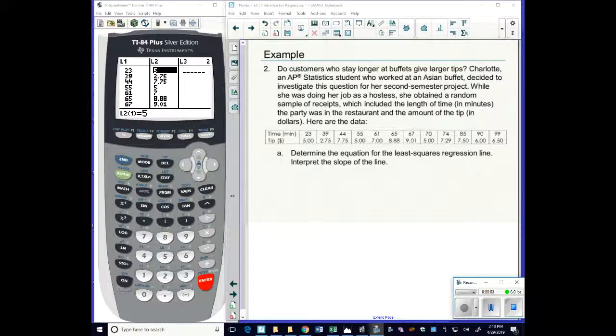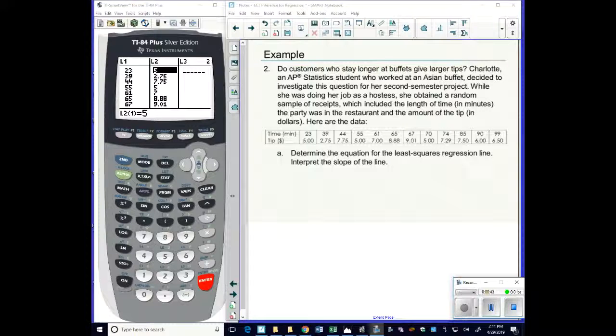Okay, in example number 2, you are actually given the data and you have to go through the whole process of coming up with the confidence interval to estimate the slope in this particular example. We've visited this example before, where we're looking at customers at a buffet and seeing if the length of time they're at the buffet affects the amount in tip they are given. So we're looking at the rate of change in the tip over the minutes spent at the buffet, and we're trying to estimate a confidence interval for that rate of change, because that's what the slope represents.